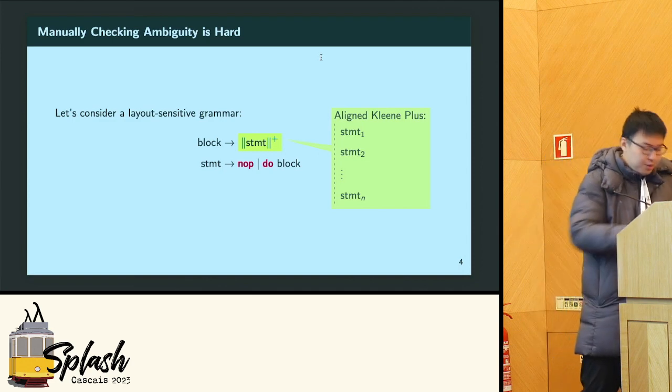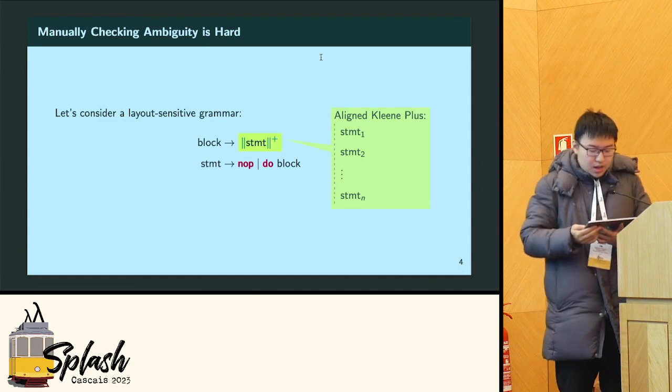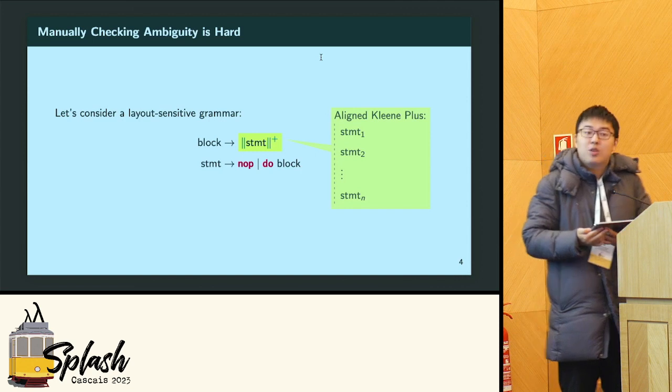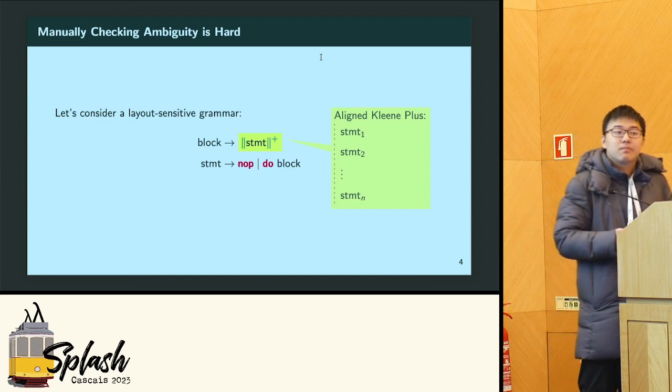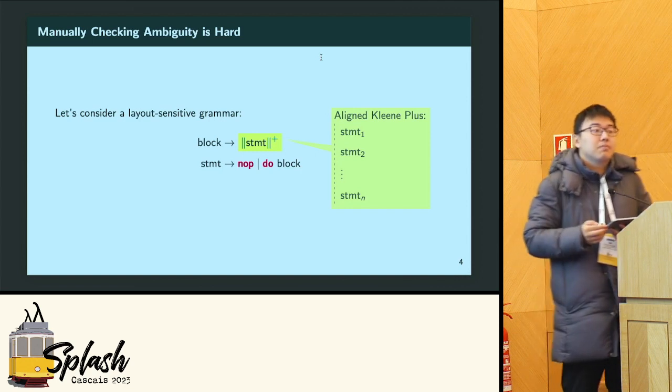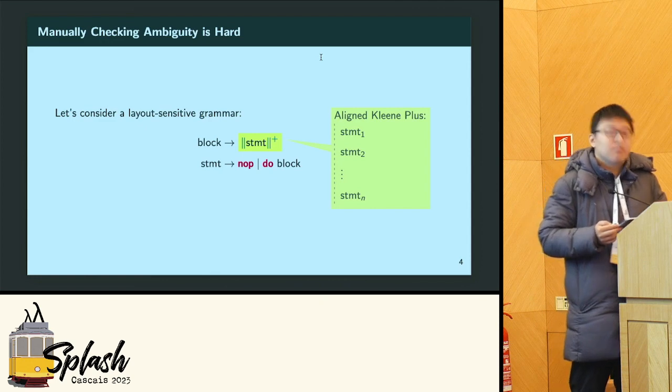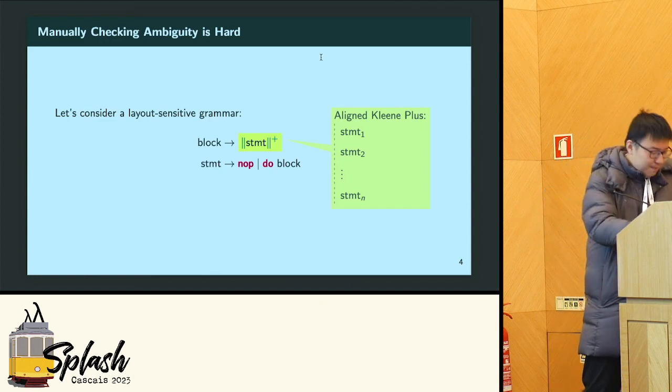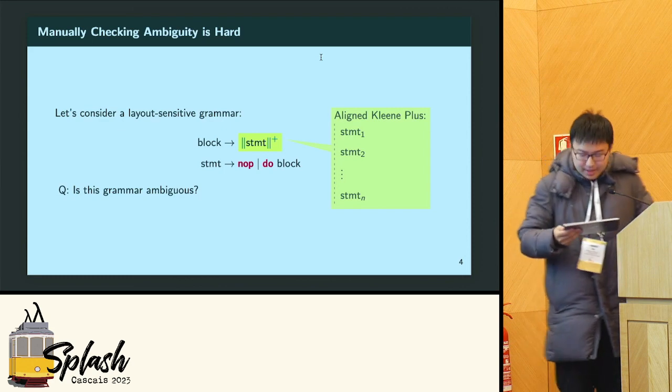So how many of you think this grammar is ambiguous? If you think so, can you provide a counterexample? Please raise your hands if you think so. Okay, maybe many of you have guessed that it's an ambiguous grammar.